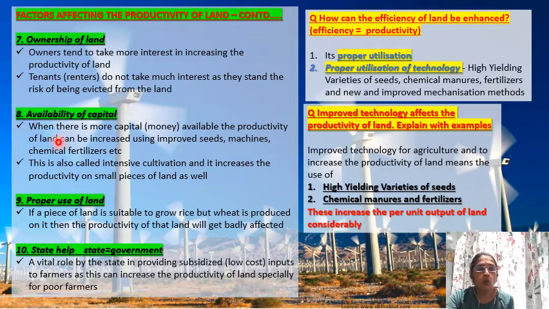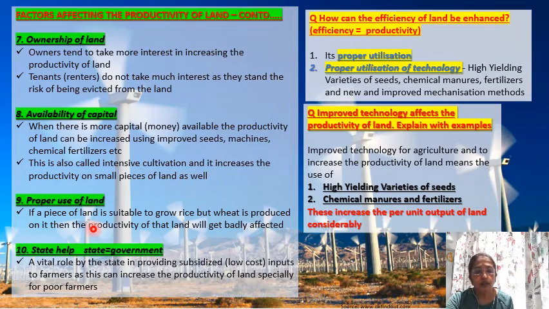Availability of capital. When there is more capital, money available, the productivity of land can be increased using improved seeds, machines, chemical fertilizers. This is also called intensive cultivation, and it increases the productivity on small pieces of land as well. If you're a rich farmer, you have capital. Capital means money, cash. You can use more technology to improve productivity of your land. If you're a poor farmer, you don't have capital. You can't do much with your land, right?